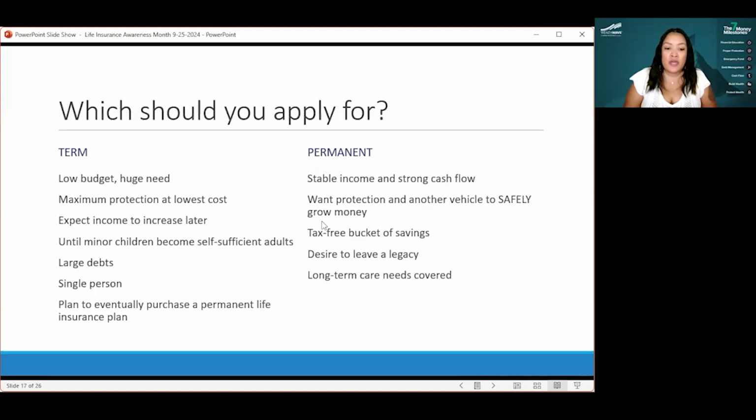Another reason for getting permanent life insurance is just another strategy to grow money safely. Like we talked about, it's a tax-free bucket of money. You really want to leave that legacy and you want to take advantage of those living benefits, having that long-term care, critical or chronic illness, also built into your policy. So I wouldn't say either one is bad. You just want to sit down with a knowledgeable professional who can help you understand which one is better for you right now. Which one can you really afford? And at the end of the day, just have something in place, have some peace of mind.